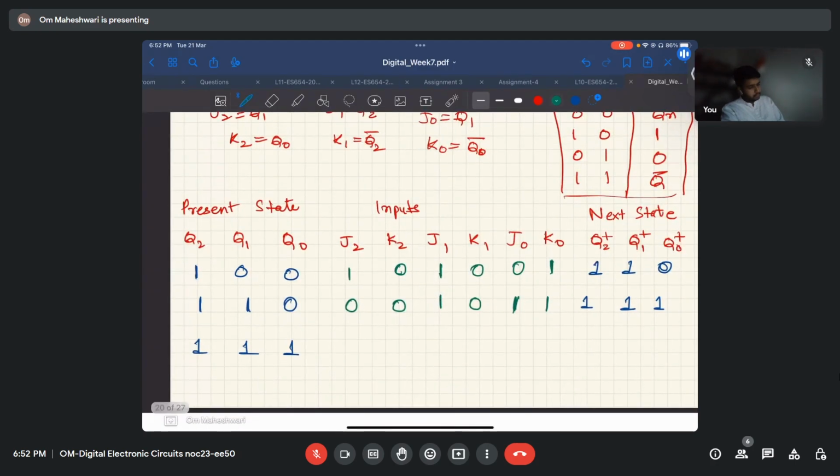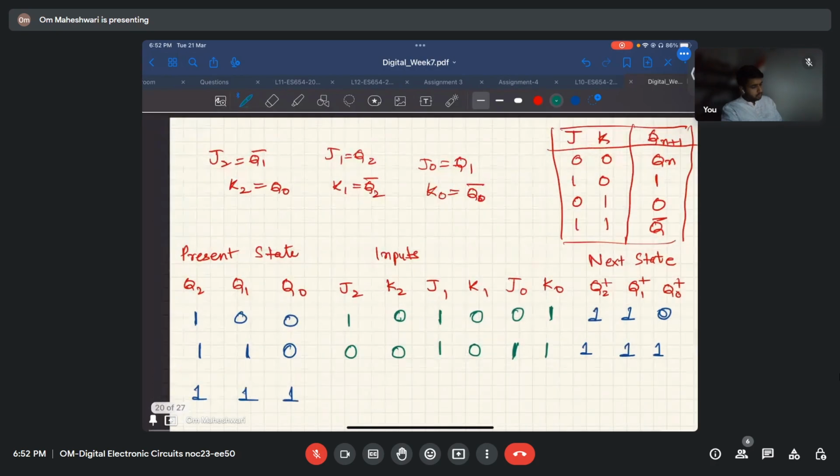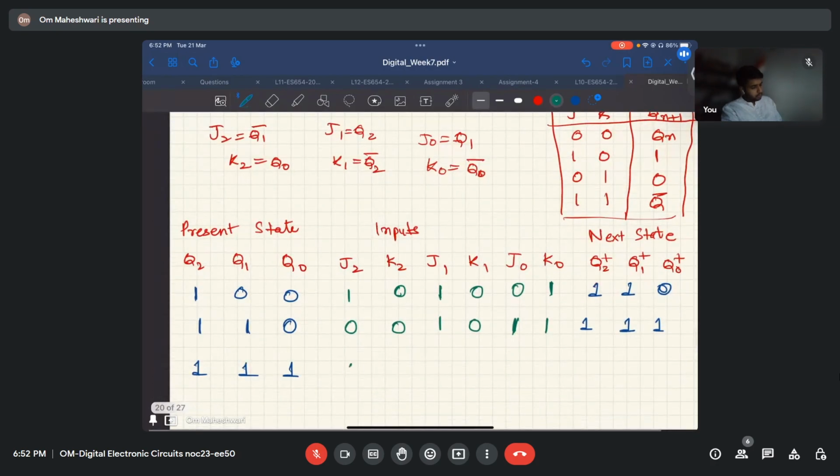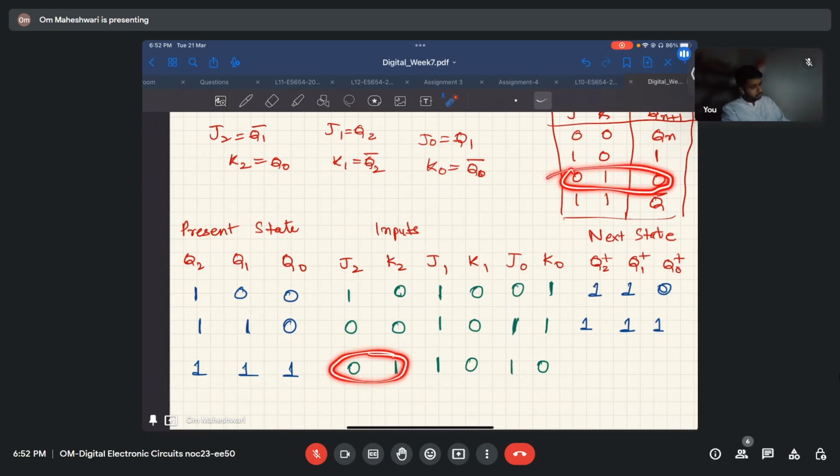Again, let us fill this. J2 is Q1 bar, that is 0. K2 is Q0, that is 1. Q2 is 1, Q2 bar is 0. It is 1, it is 0. 0, 1 is 0.